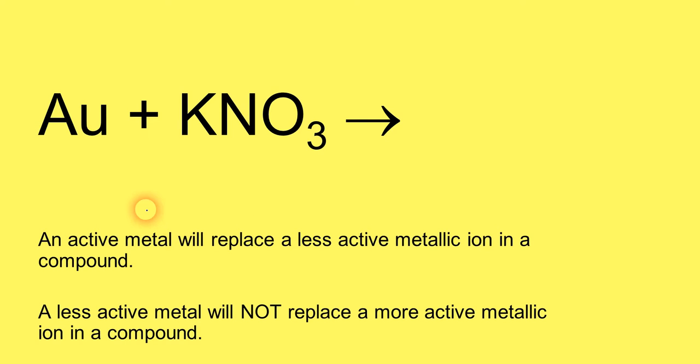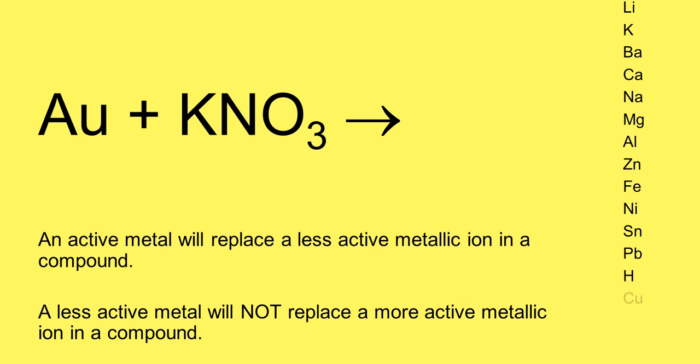And here they are. An active metal will replace a less active metallic ion in a compound. And we also have a less active metal will not replace a more active metallic ion in a compound. So how in the world do we know what's more active and less active? Well, we have a list, and this list is called the activity series. And this is basically a list of metals in order of greatest activity to the lowest activity.